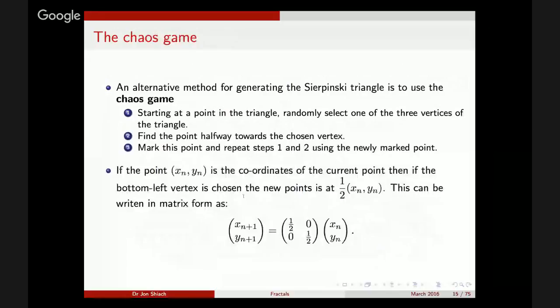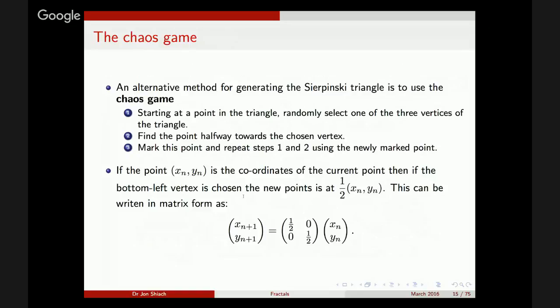Okay, so to generate the Sierpinski triangle in another way, starting with a point on the triangle, you've got 3 vertices of the triangle, so pick any one of those 3 points. Randomly select one of the 3 vertices. Doesn't matter which one, perfectly random. Find the point halfway between your current point and that vertex, and then move to that point and mark it. And then you go again. Randomly choose one of the 3 vertices, go halfway towards that vertex, mark the point, and go again.